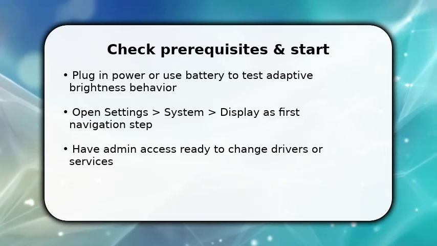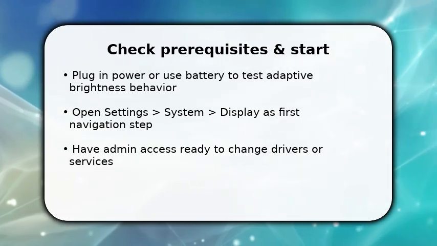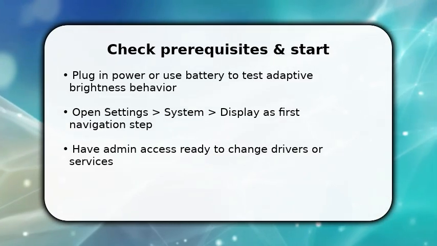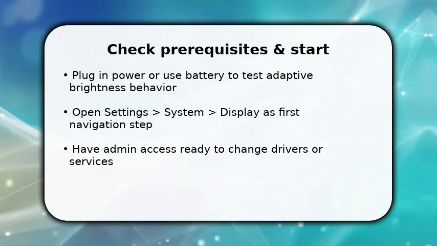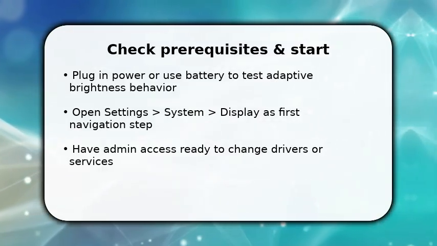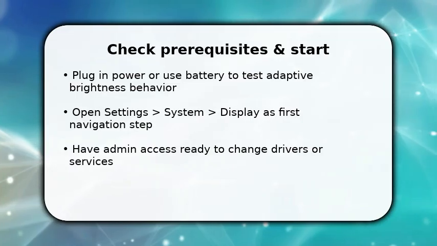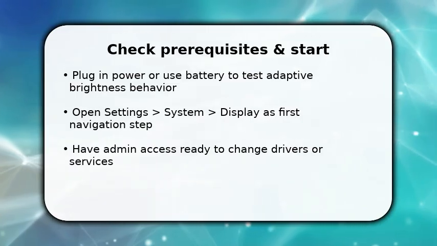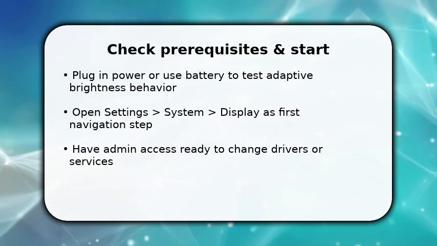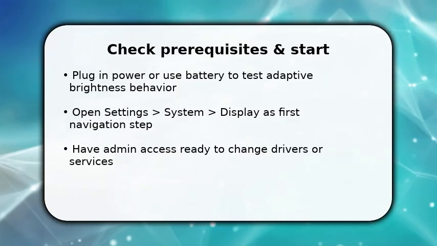You're going to start right away. Confirm power state because Windows sometimes only adjusts on battery versus plugged in. Open Settings, pick System, then Display to access brightness controls. Once there, scroll to identify the Change Brightness Automatically toggle. Do not flip it yet.